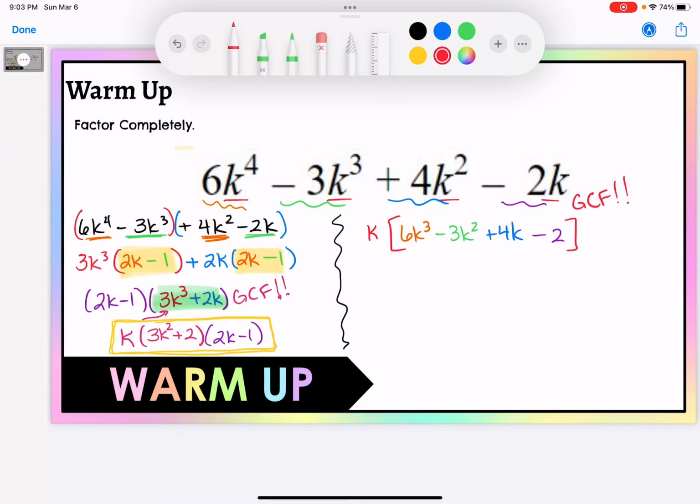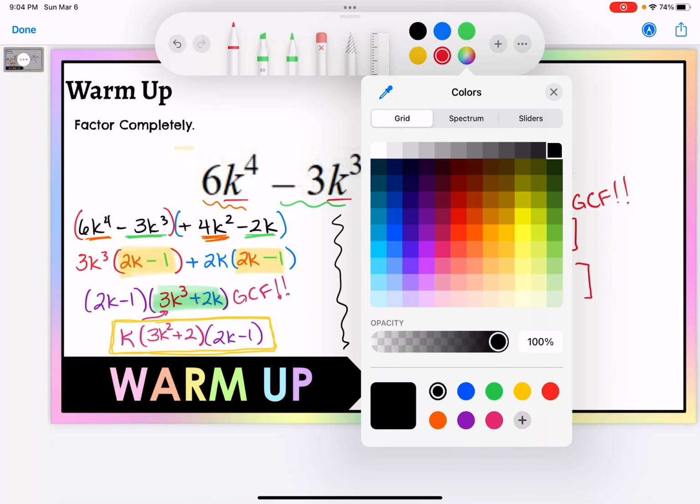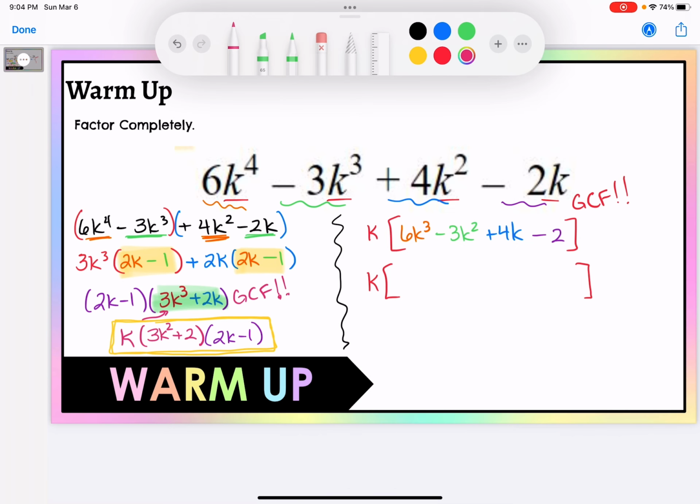So I'm going to bring that k down out front. I'm going to keep my brackets and I'm just going to kind of ignore them. I'm going to pretend that doesn't exist. And I'm just going to work on my factoring by grouping like I normally do. So I'm going to take my first two terms here. Notice those were still in standard form, right? So we're still good to go.